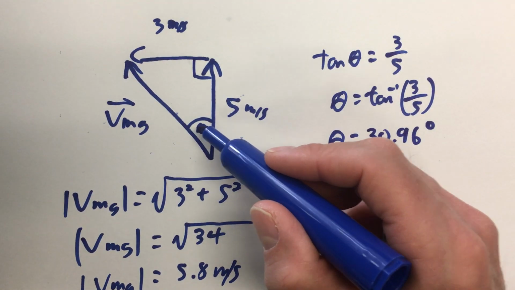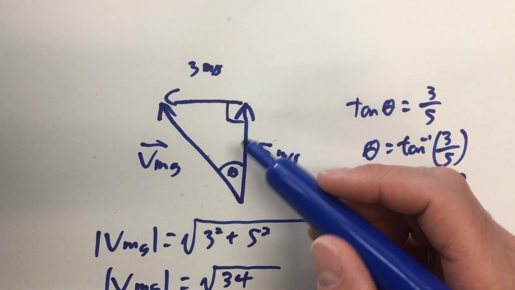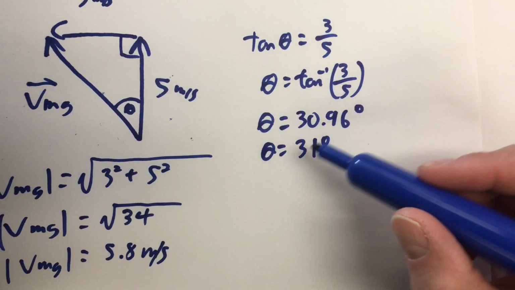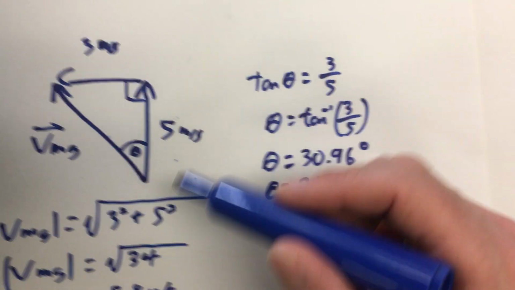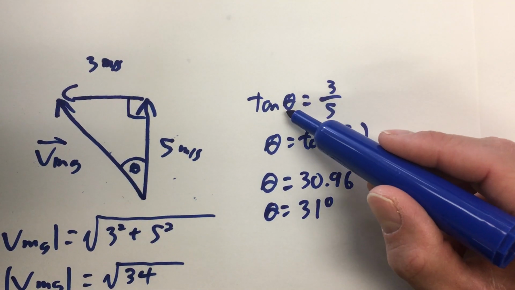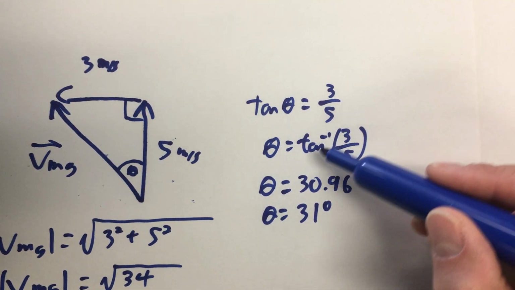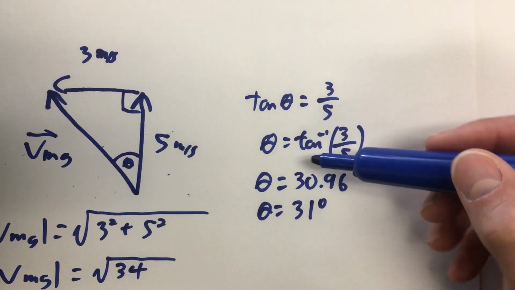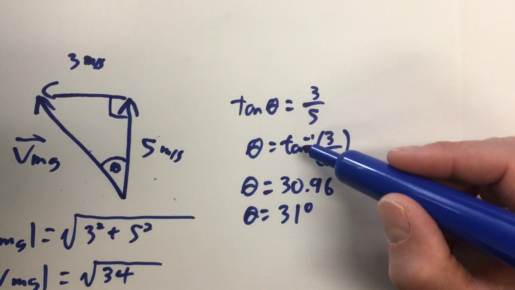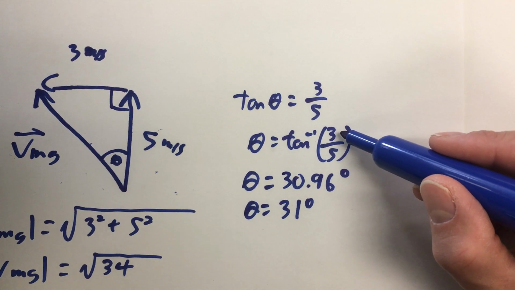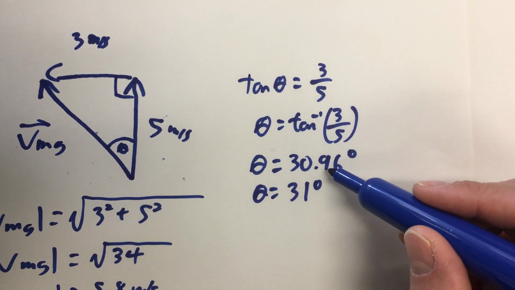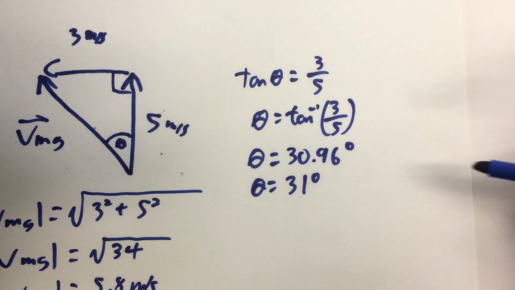Okay, so to find this angle, I looked at my right angle triangle and I found opposite divided by adjacent. The tan of that angle is opposite over adjacent. So the inverse of the tan function, we actually call it arctan because it's not strictly speaking an inverse, but that is the arctan of 3 over 5, and for my calculator that's 30.96, so I'm going to go with 31 degrees.